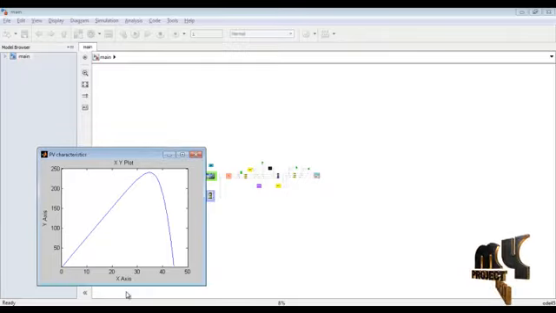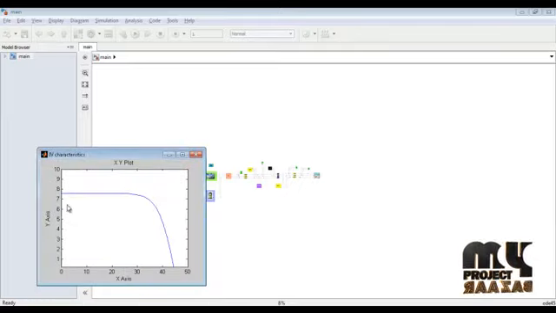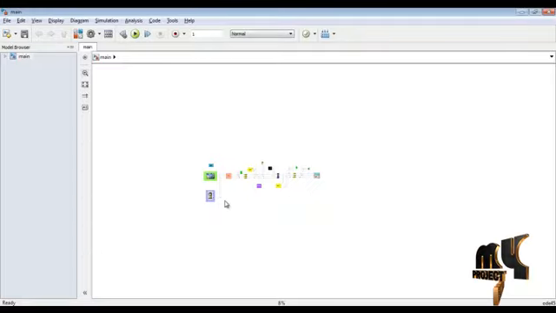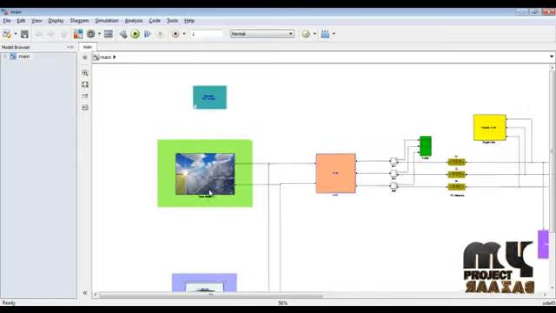Next is the IV characteristics of the solar panel. The x-axis is voltage and the y-axis is current. This is the IV characteristics curve. Next we see our solar panel.